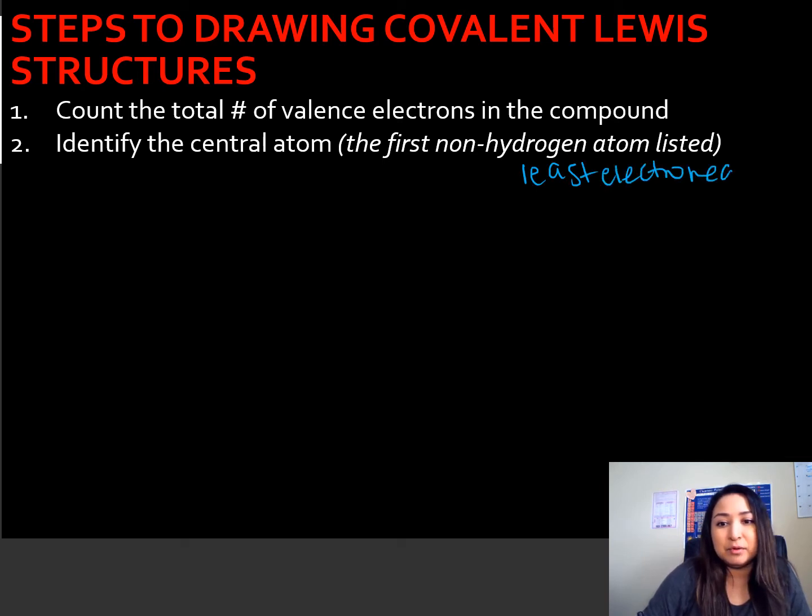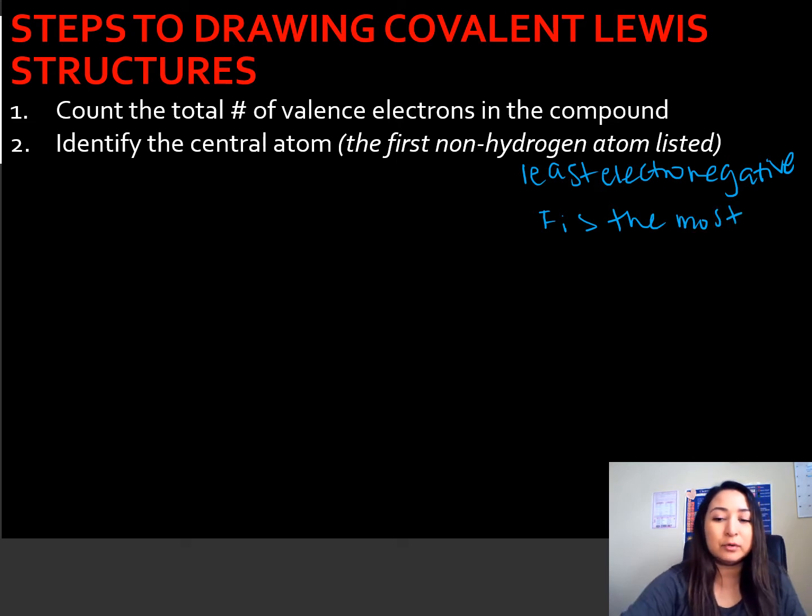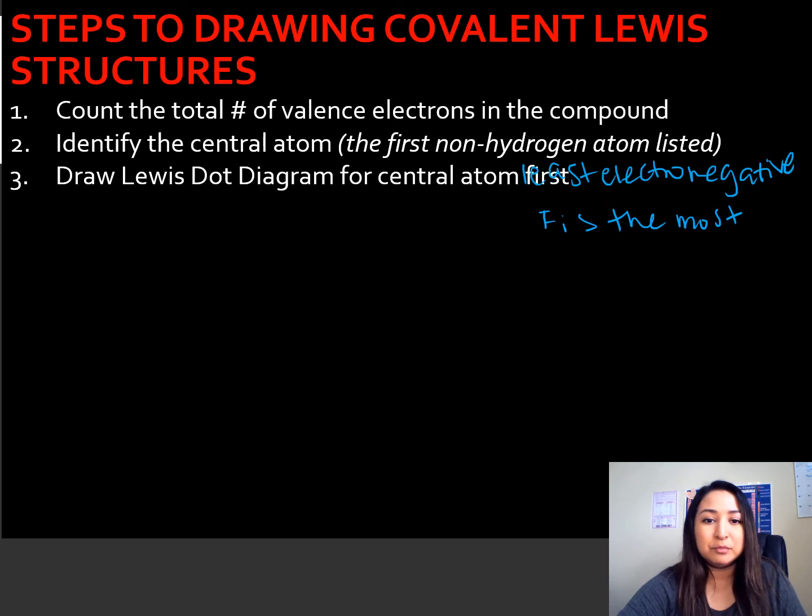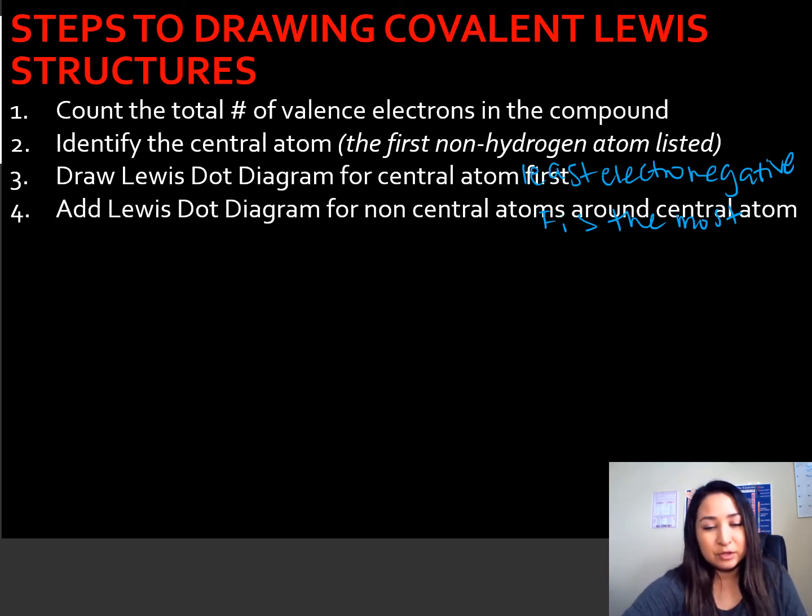Now, if you guys remember, fluorine is the most electronegative. So the one furthest away from fluorine that cannot be hydrogen would be your central atom. Then you would draw the Lewis dot diagram for the central atom first. Then you add the dot diagrams for the non-central atoms.